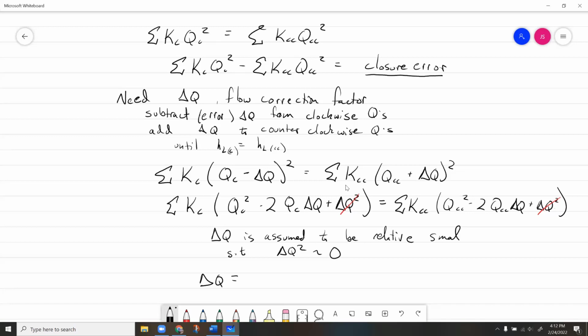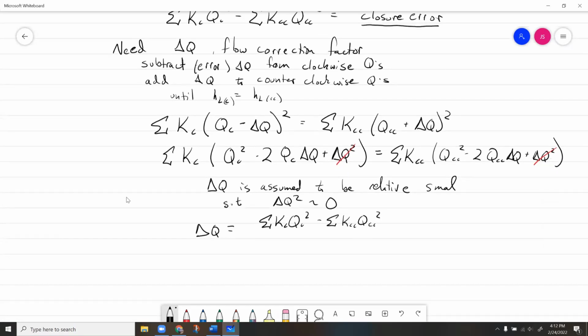So delta Q is finally equal to, and this is definitely a mouthful, sum of KC QC squared. So we're now multiplying the KC's into those parentheses, minus sum of KCC QCC squared, divided by 2 sum of KC QC plus sum of KCC QCC. All right. This is now our definition of delta Q.